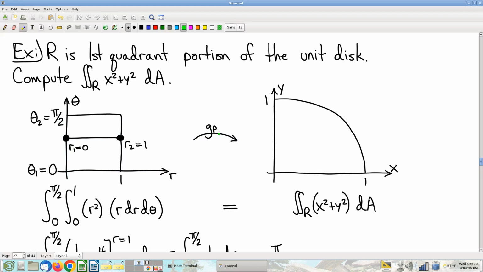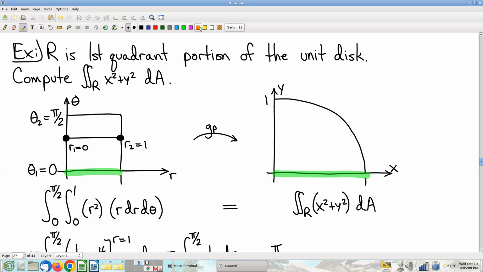Well, you can kind of look at one edge at a time, and let's start over here. Let's look at that edge of our given domain. This is theta equals 0, r goes from 0 to 1. And over here, theta equals 0, r goes from 0 to 1. That's what it looks like in the r theta plane. Everybody good?